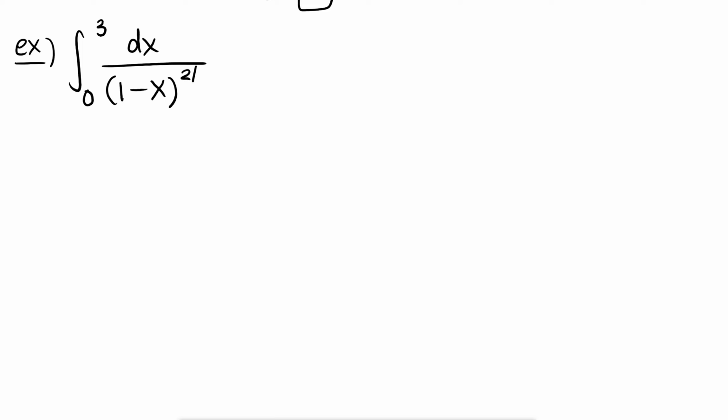Okay, so let's look at an example, something maybe like, I just want to make sure I'm doing something different than what your book has. Yeah, so let's look at something like this. Let's go 0 to 3 of dx over 1 minus x to the 2/3. Okay, so this one looks like we would just do a simple u substitution, right?